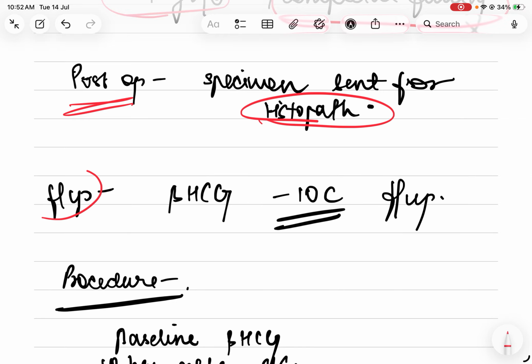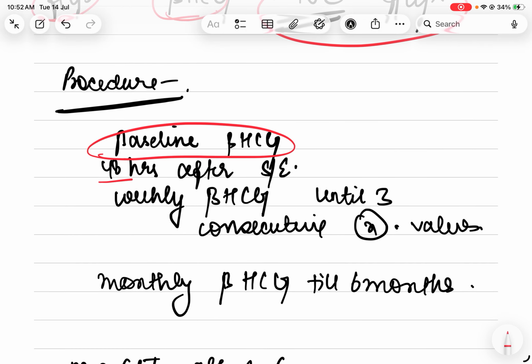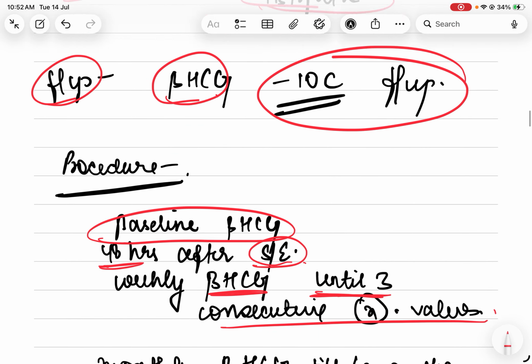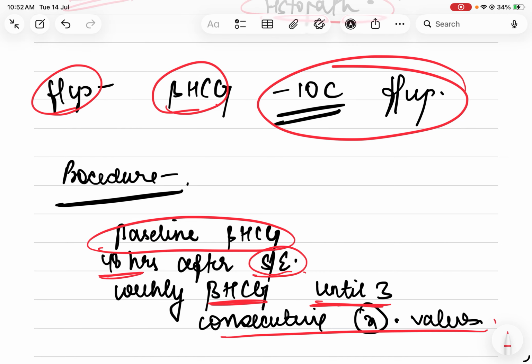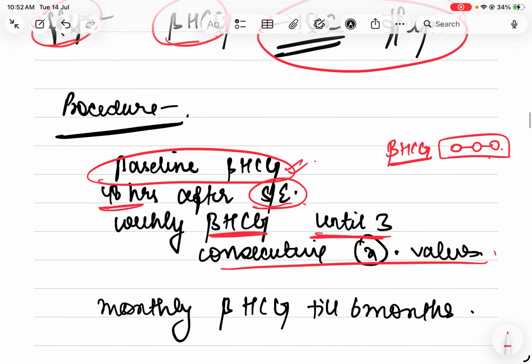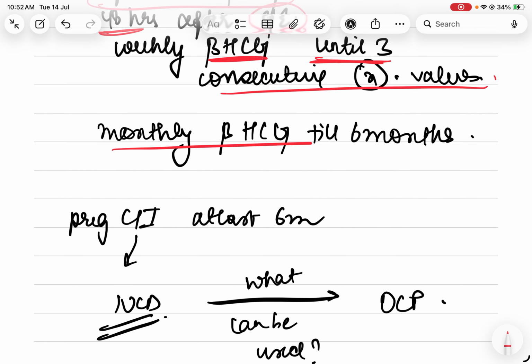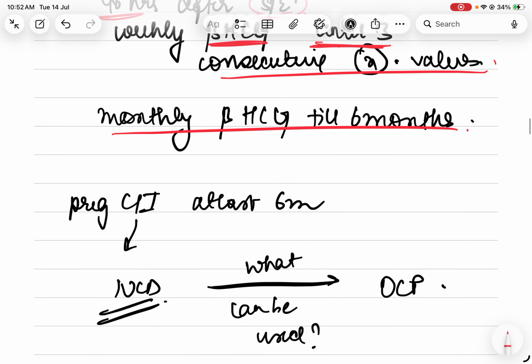For the follow-up, beta HCG is the investigation of choice. Now the procedure: baseline beta HCG 48 hours after suction evacuation, then weekly beta HCG until 3 consecutive normal values. So after post-op, baseline beta HCG is done. After that, beta HCG will be taken until it touches the normal values. Then monthly beta HCG till 6 months. You have to go for monthly.